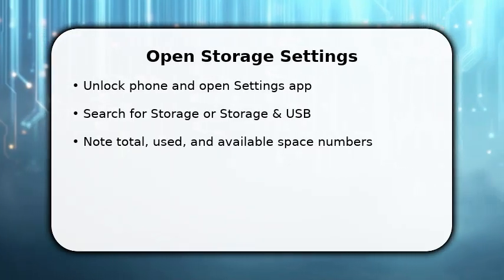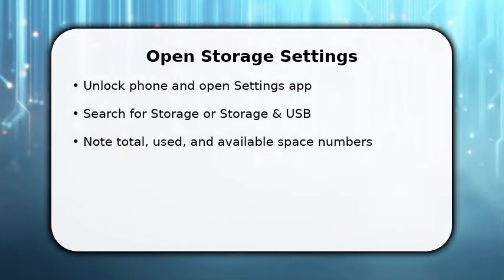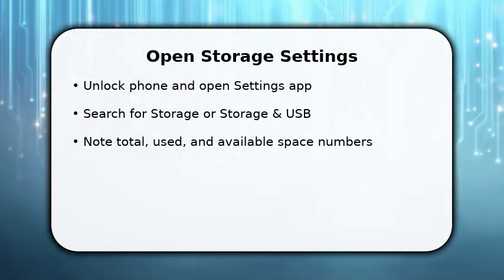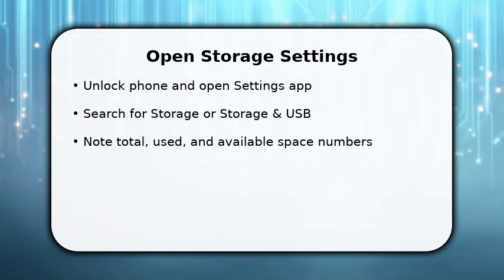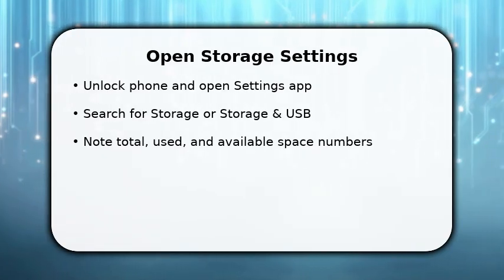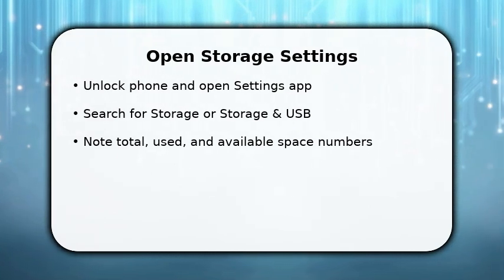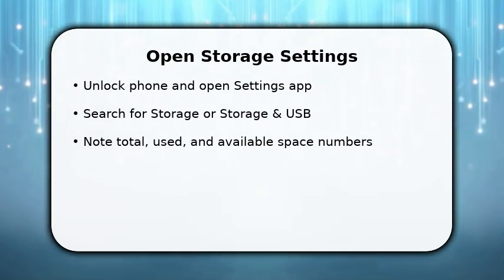Once visible, scan the top-level categories like Apps, Images, Videos, and System to see which dominate usage. Make sure to note both numbers and percentages so you can prioritize what to clean next. This first step establishes the baseline data you'll act on in the next phase.